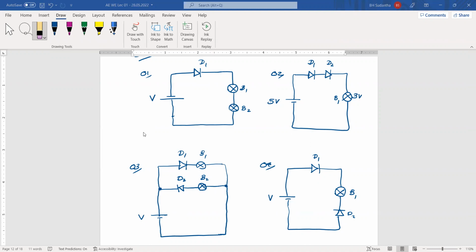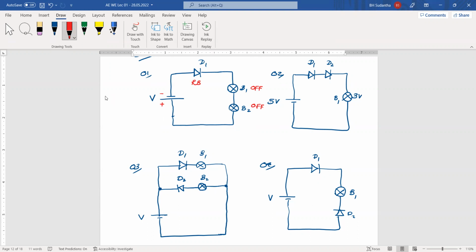Okay. In the first one, we have applied this battery in this direction. Because of that, the diode is reverse biased. Because of that, the bulb is off. Why? There is no current going through the circuit.